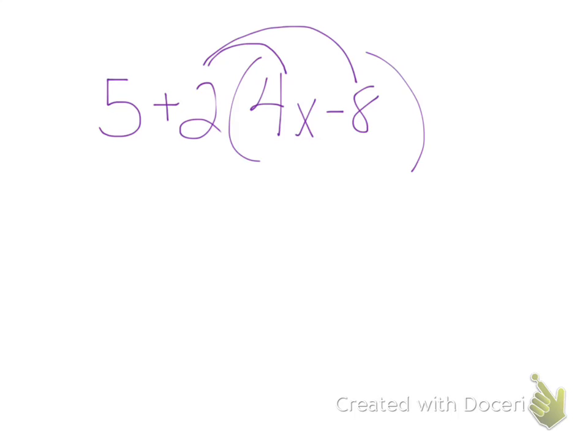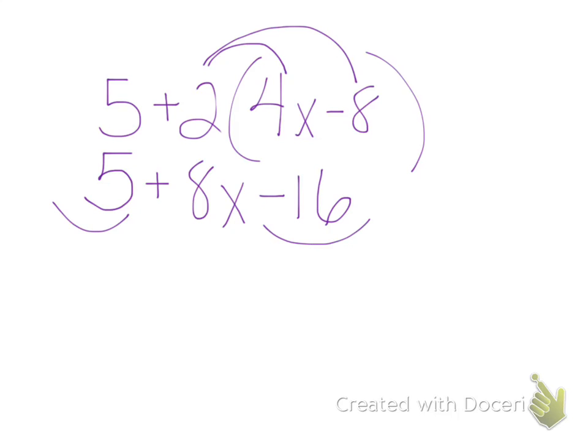Okay? Okay. Bring down the 5 so you don't forget it. 2 times 4x is positive 8x. 2 times negative 8, negative 16. Combine, combine. Different signs. Find the difference. That's going to be a negative 11 and 8x.